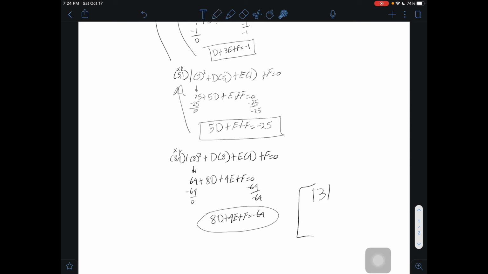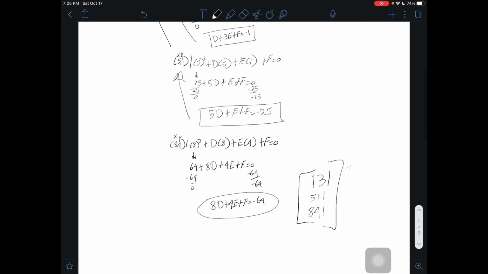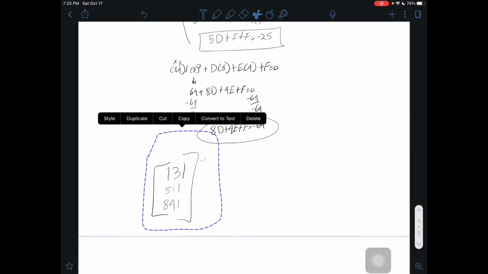So we have first row of 1, 3, 1. Second row is going to be the second equation, 5, 1, 1. Third row, 8, 4, and then 1. Again, we're going to take the inverse of this matrix, so we're going to just write -1. It's really easy if you put it into an nSpire or Mathway or something really easy, a calculator.